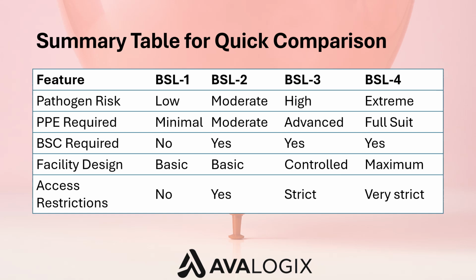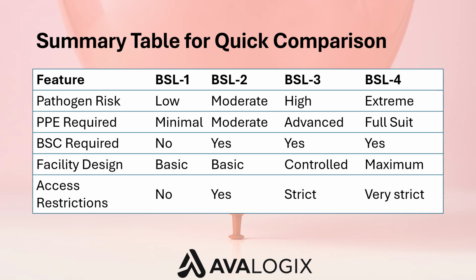BSL 1 allows for open bench work with minimal protection. BSL 2 introduces biosafety cabinets and a more structured waste management process. At BSL 3, we start to see significant physical containment requirements like controlled airflows and respiratory protection. Finally, BSL 4 is in a league of its own, with full body suits and rigorous decontamination protocols.